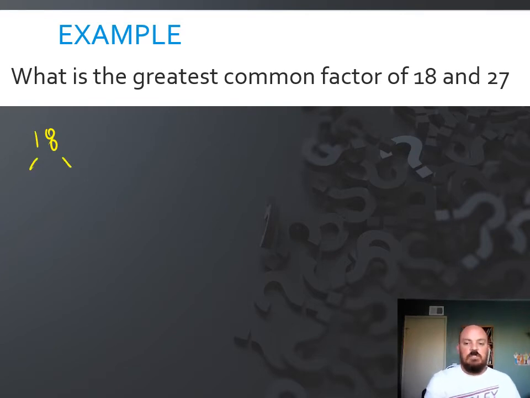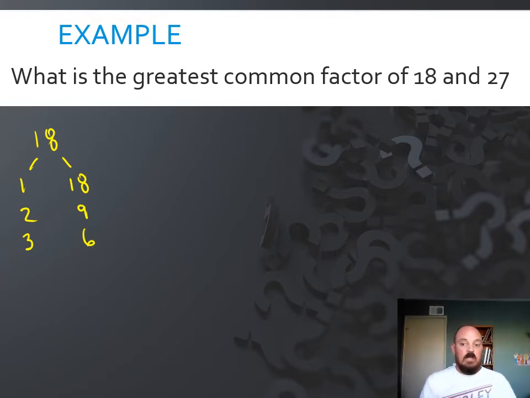And let's do the same thing we just did with 24. I always start with 1. 1 times 18 is 18. And then I think about 2. Yeah, 2 works. 2 times 9 is 18. And then I think about 3. That works. 3 times 6 is 18.